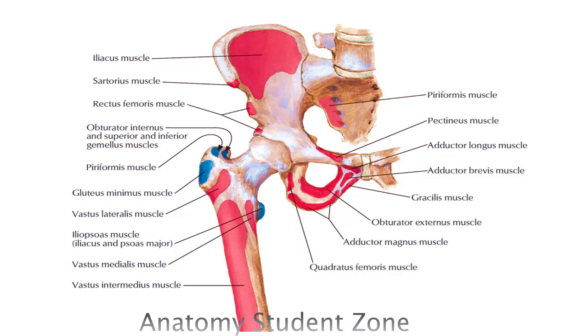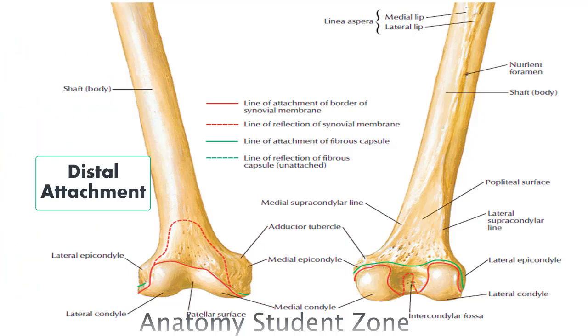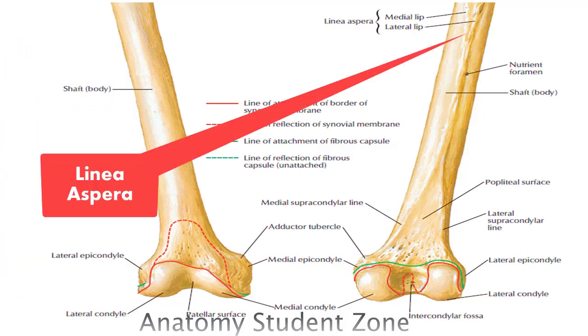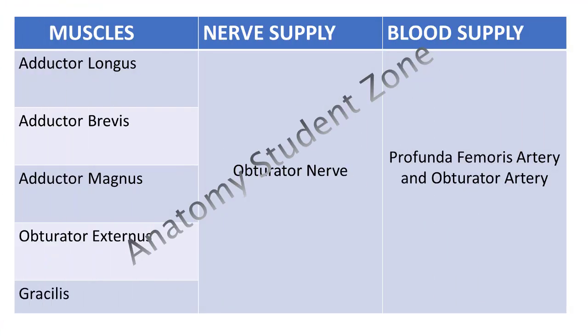Regarding their distal attachment or insertion, it is on the linea aspera of the femur. As I explained in a previous lecture, the linea aspera is a ridge present on the posterior aspect of the shaft of the femur. Now I will tell you the detailed attachment and action of these muscles. First, I will cover the adductor group. After that, I will cover obturator externus. And last, I will cover gracilis, although it is visible on superficial dissection, I will cover it at the end.